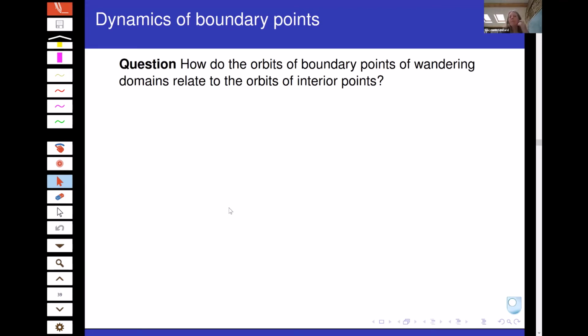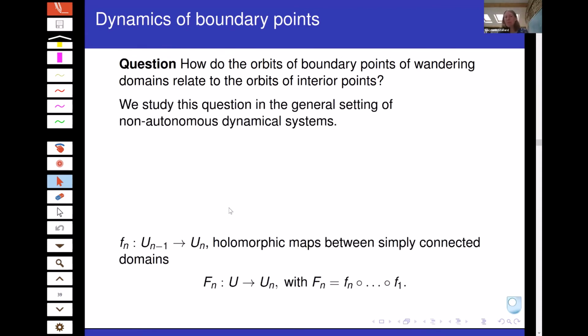Okay, so actually, when we started proving results, the more we looked at things, the more we realized that we often weren't using the fact that these were wandering domains at all. So lots of our results we actually end up proving in a much more general setting, the general setting of non-autonomous dynamical systems. So we have a simply connected domain U here. This could be a wandering domain, but actually it could be any simply connected domain.